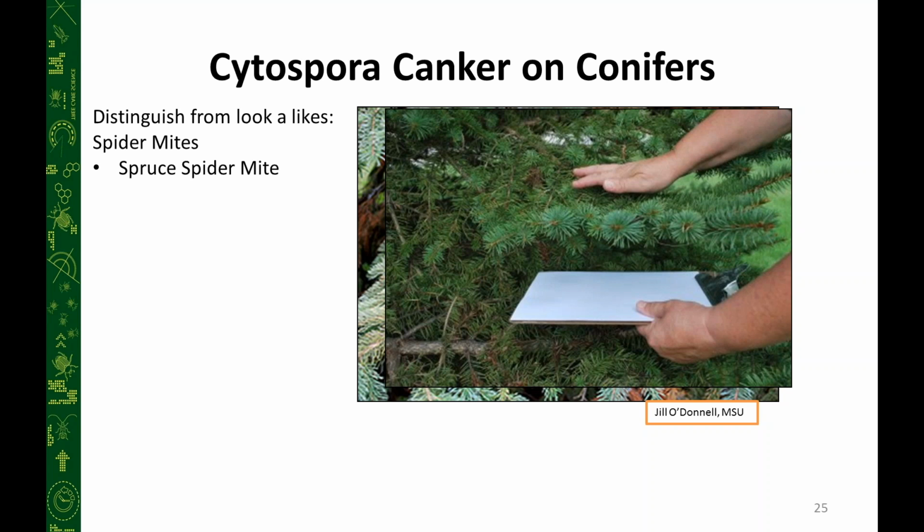And just like there are other diseases that we mentioned, spider mites, while they might not be a primary stressor, can be one of those things that just add one more spoke to that wheel of stress and can open up the tree to Cytospora Canker.